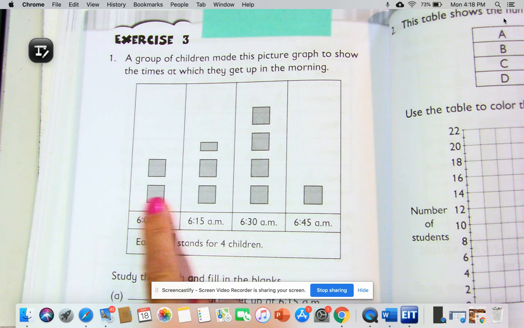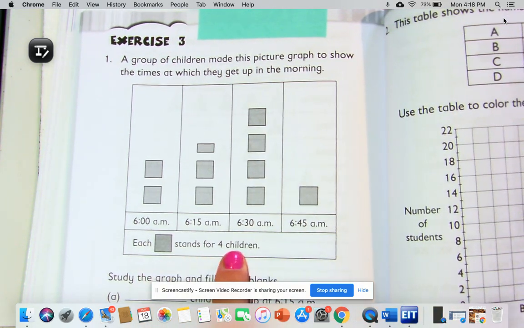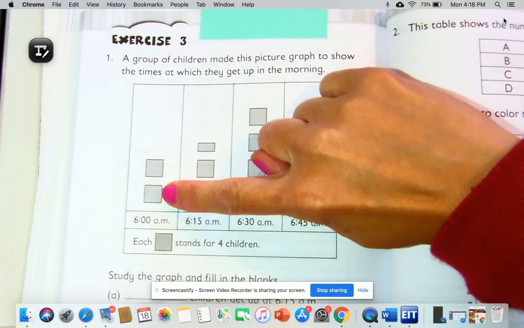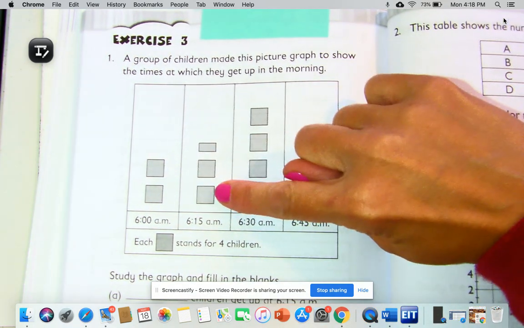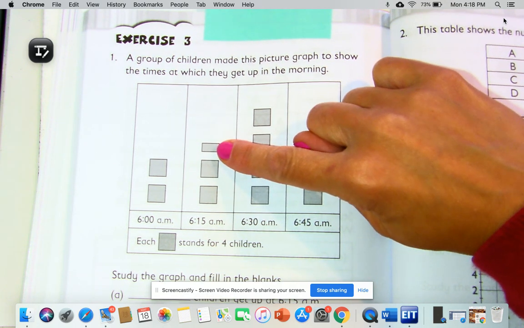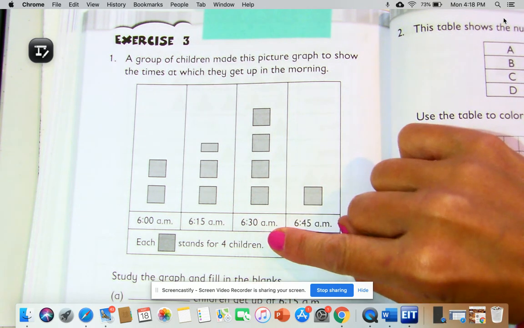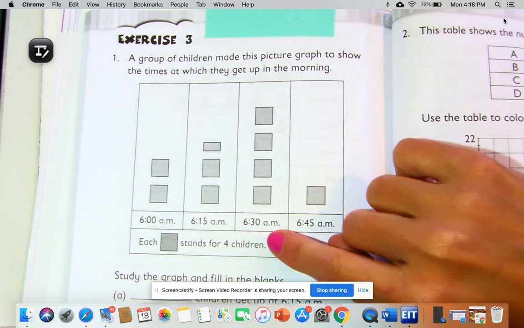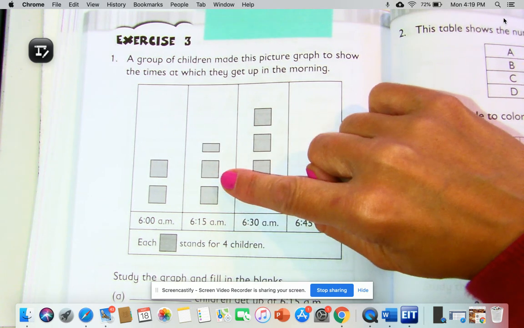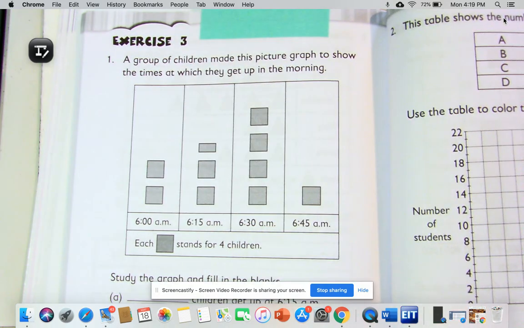So here we have some squares again. We'll get some squares in our textbook. Each square stands for 4 children. So there's 4 and 4, so this one would be 8. Here's 4 and 4, and then there's that half again. Well, now if we have half of a square, we know half of 4, 4 divided by 2 is 2. So this one would be 4 plus 4 is 8, plus 2 is 10. So this one would be 10 children.